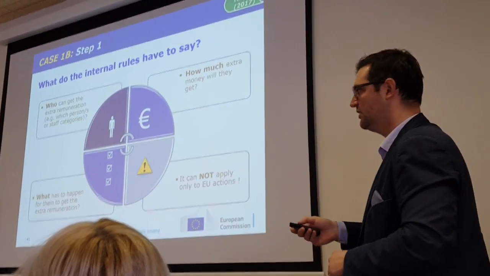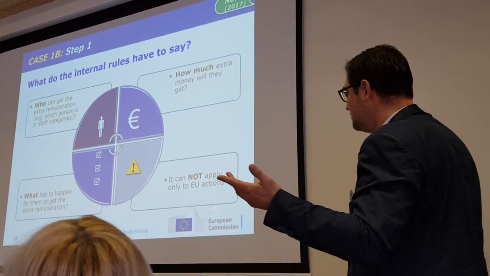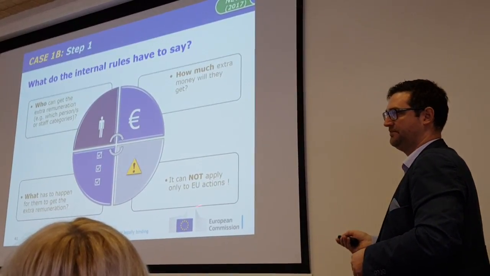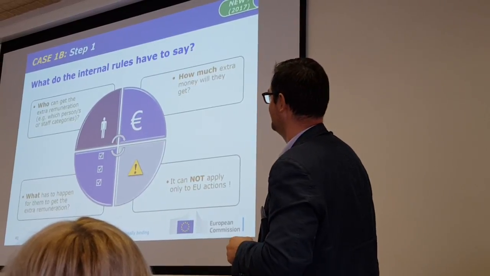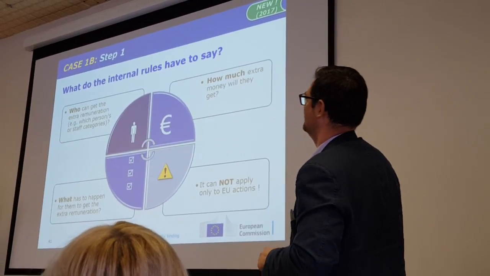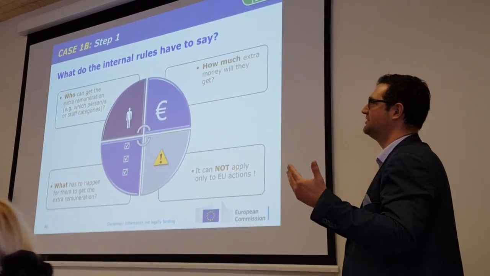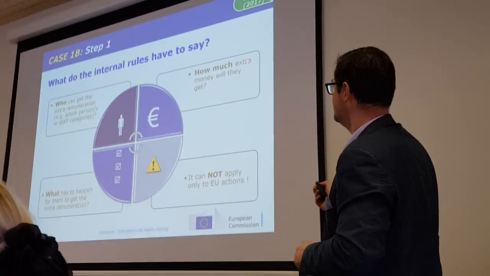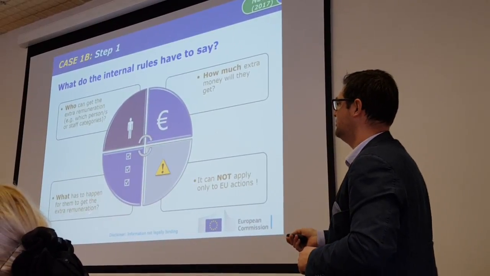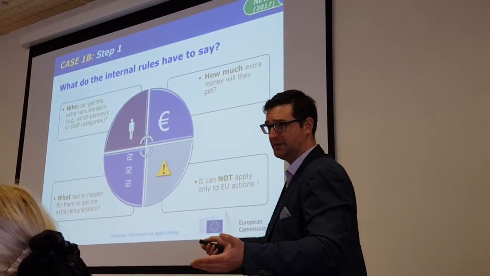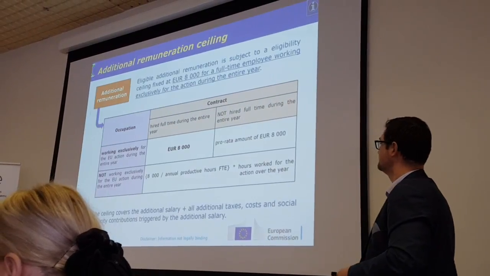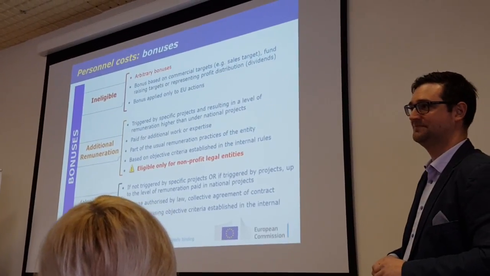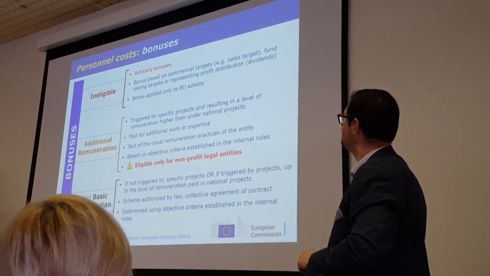So we have to have a directive or procedures which take this into consideration. Critical, very important. Then you have to decide who can get the extra remuneration, how much money they can get, and what they have to fulfill to get this money. And then you can charge up to 8,000 euros, including the social contributions.